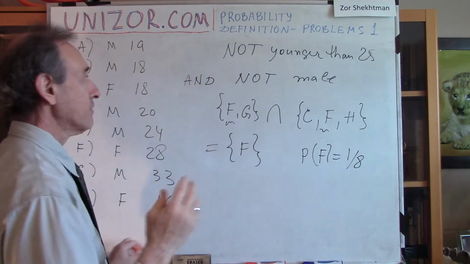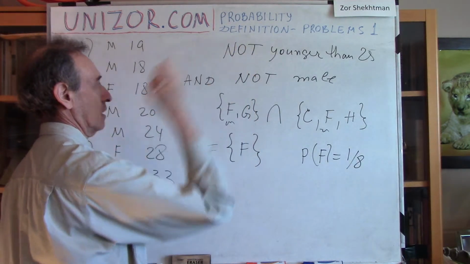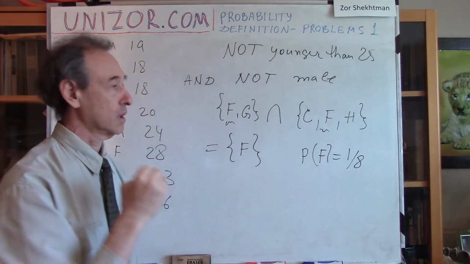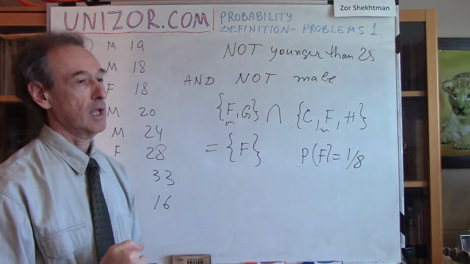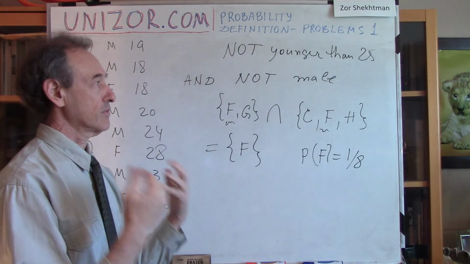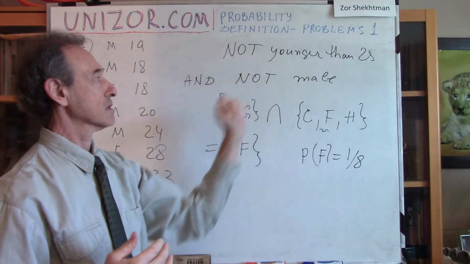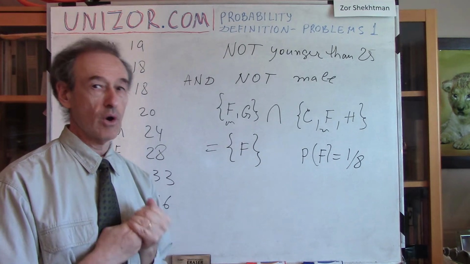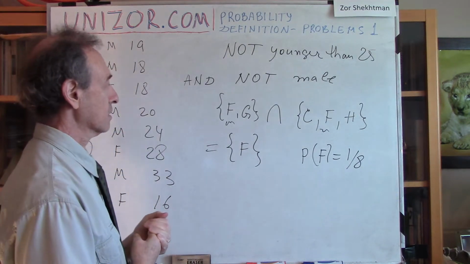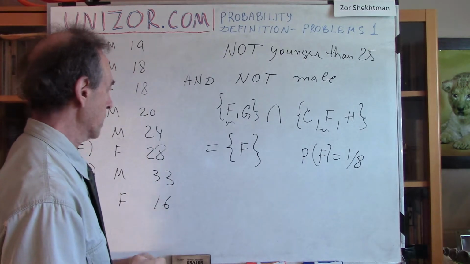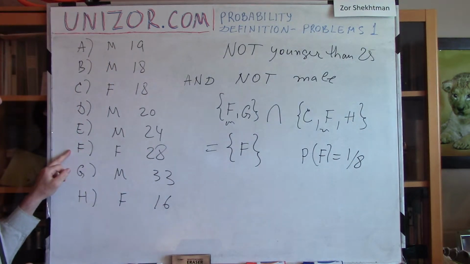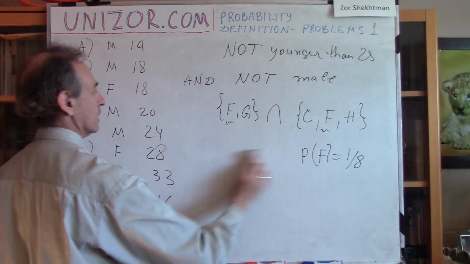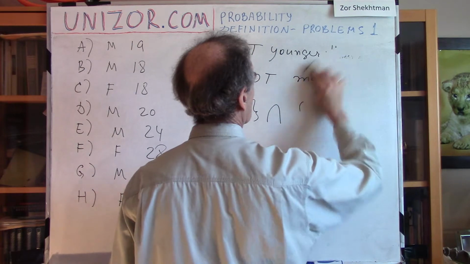So if my event is I'm picking the random person from this set of 8 people, and I'm interested in the event that this person is not younger than 25 and not a male. Well, the only subset which I can get is if I'm picking only one person out of this. Everything else does not correspond. And the probability is 1/8. Next.